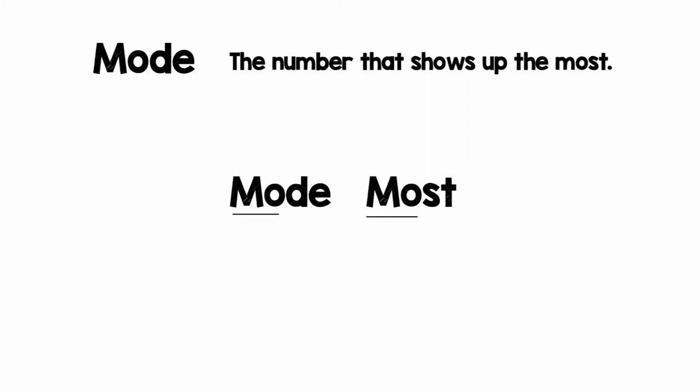Our next topic in finding the center of a set of numbers is the mode. The mode is simply the number that shows up the most. To me, this is about as easy as it's going to get for mean, median, mode, and range. So the way I like to remember it is MO mode, MO most. The mode shows up the most.